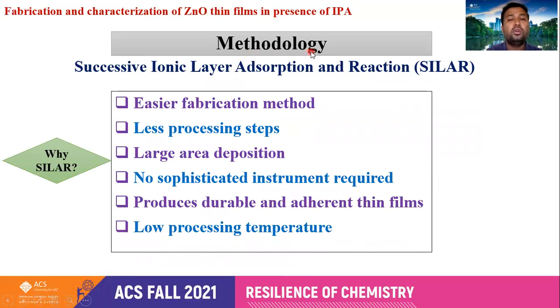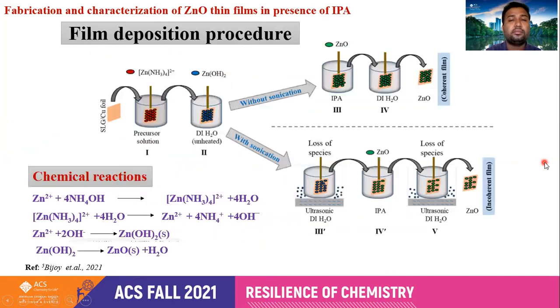Now, the methodology. We know a great number of methods are available for preparation of zinc oxide thin films. One of the methods is the SILAR method. SILAR means successive ionic layer adsorption and reaction method. The reason for choosing the SILAR method in my work is that it is an easier fabrication method and it has fewer processing steps. It has large area deposition and no sophisticated instruments are required. SILAR produces durable and adherent thin films, and it has a low processing temperature.